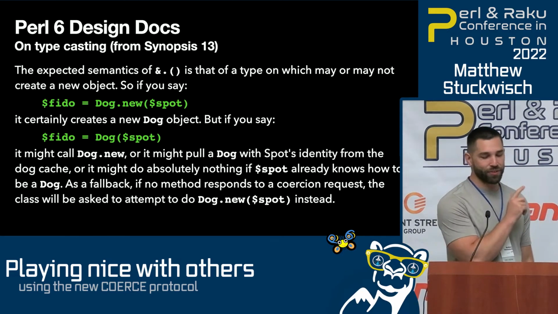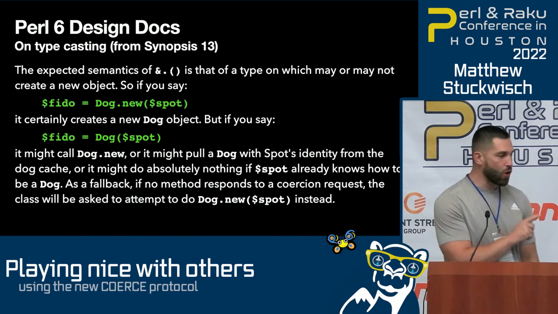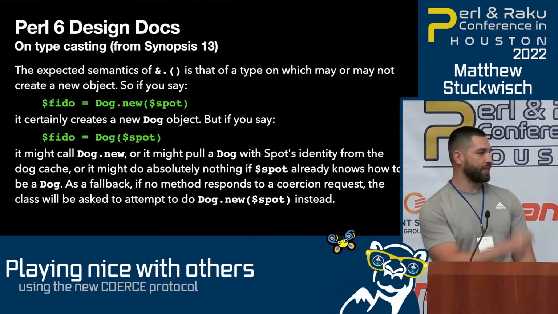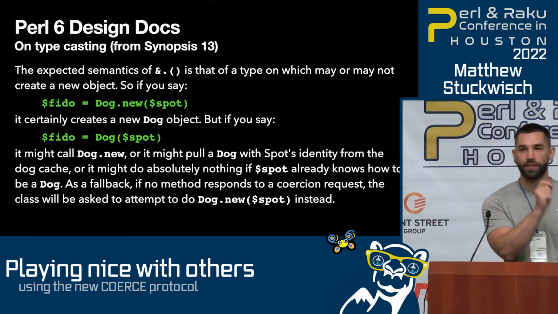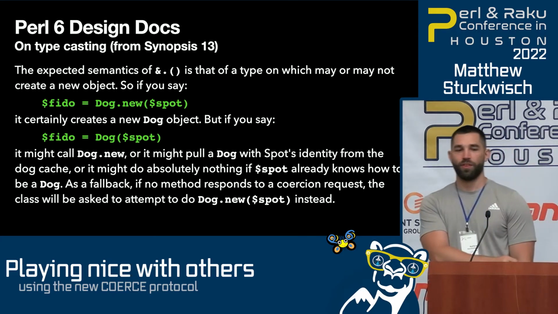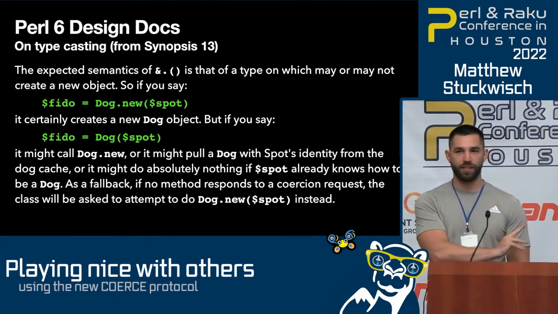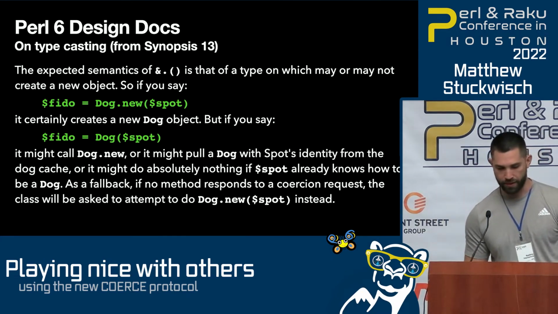And then it says, this is an interesting one, as a fallback, if no method responds to a coercion request, the class will be asked to attempt to do Dog.new(Spot). So we're kind of hinting here that we have this idea of doing coercion, but it's maybe not fully solidified how we want it to go about.